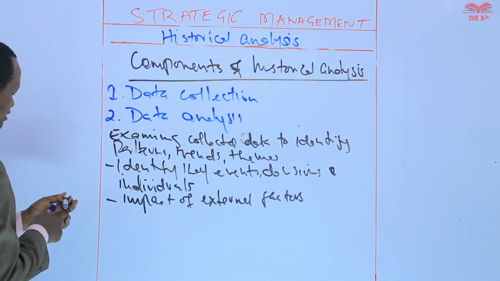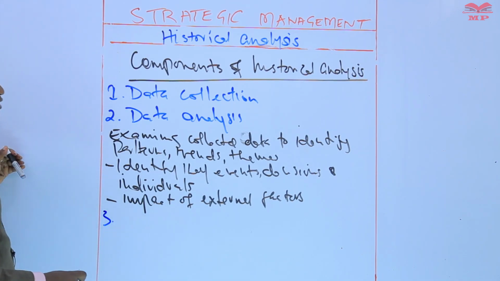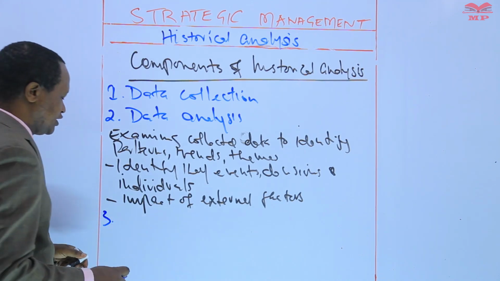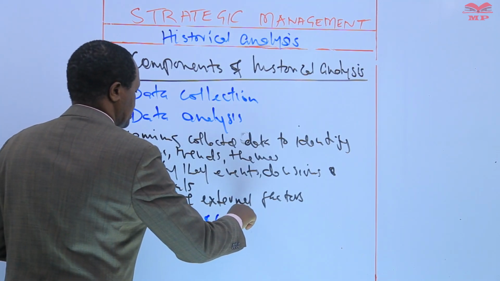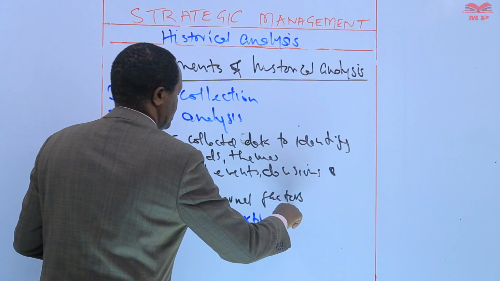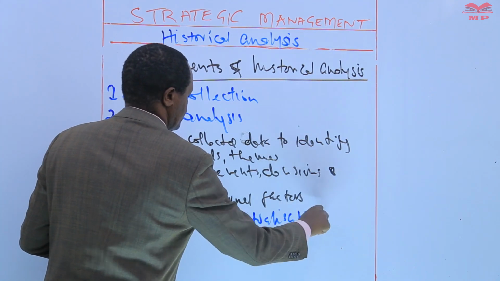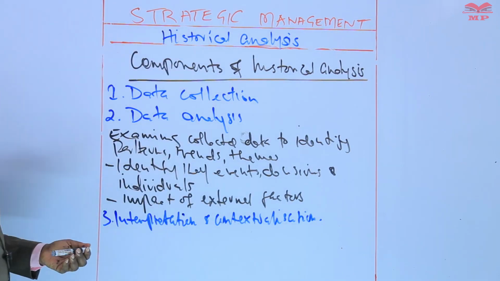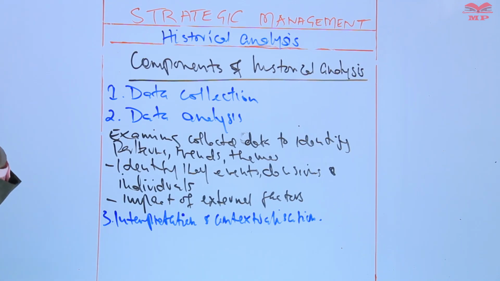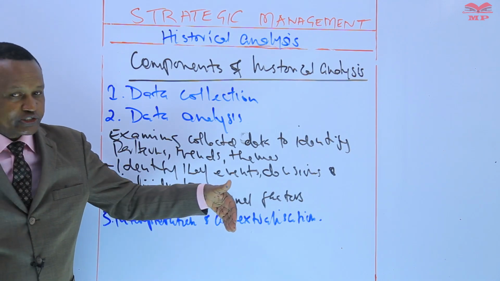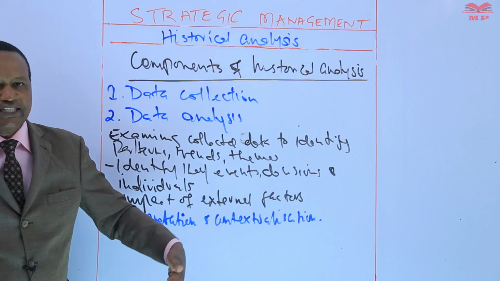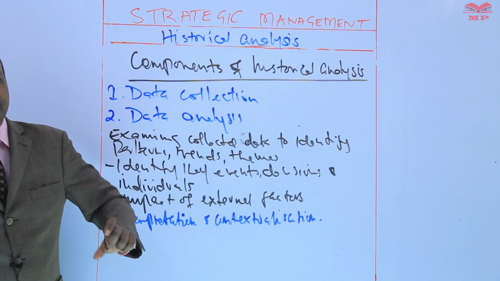Now, the third component is interpretation and contextualization. Interpretation and contextualization means placing the organization's history within the broader historical context of its industry, society, and the global landscape.